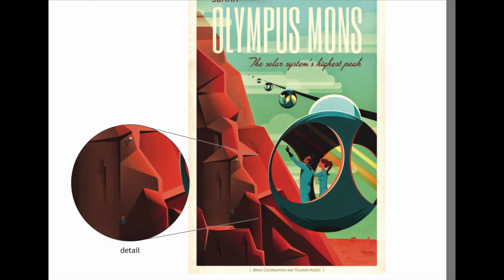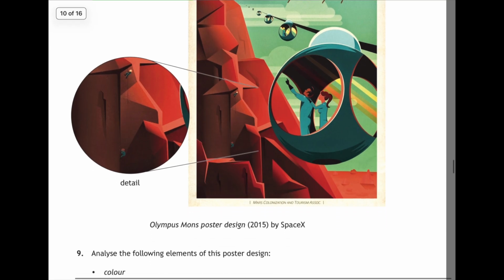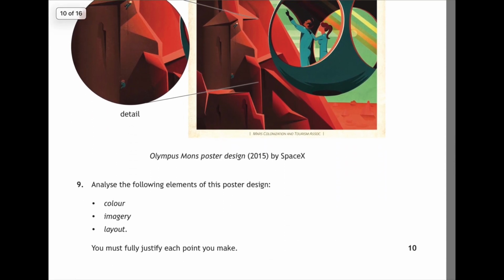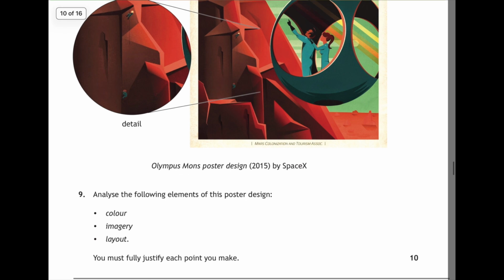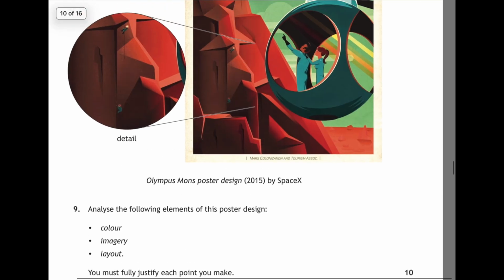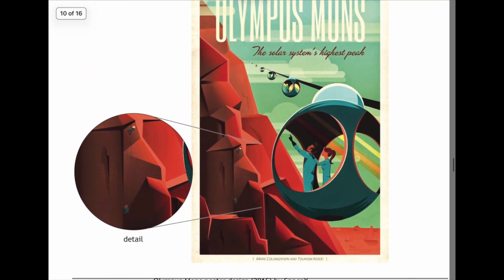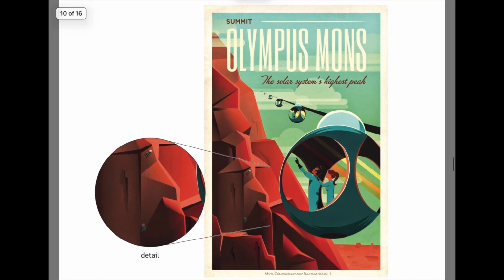It's a balanced layout which is created by this diagonal split of the mountain and the sky. And this offset of the sheer size of the capsule in the foreground gives an asymmetrical appearance. Those are the things that I would comment on if I was to discuss this poster in my exam. As long as you're fully justifying each point you're making, you will be awarded the mark.